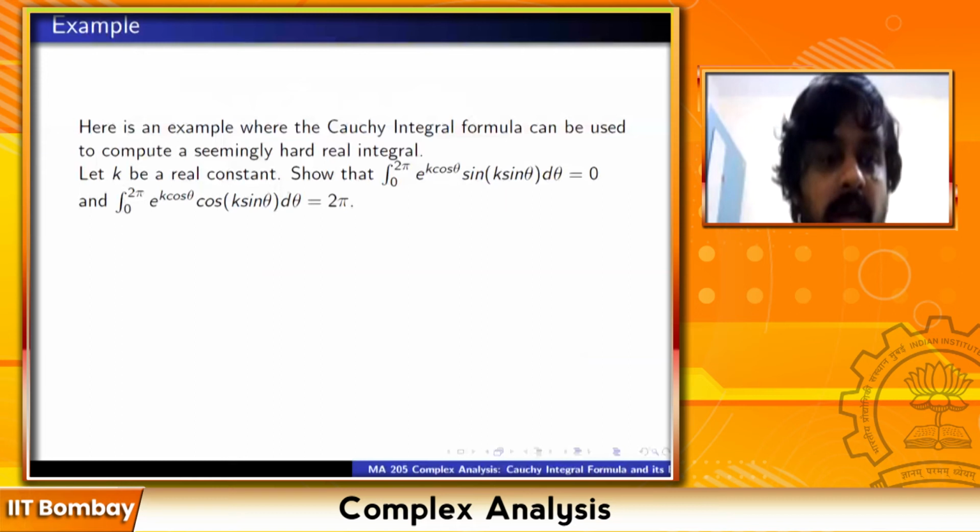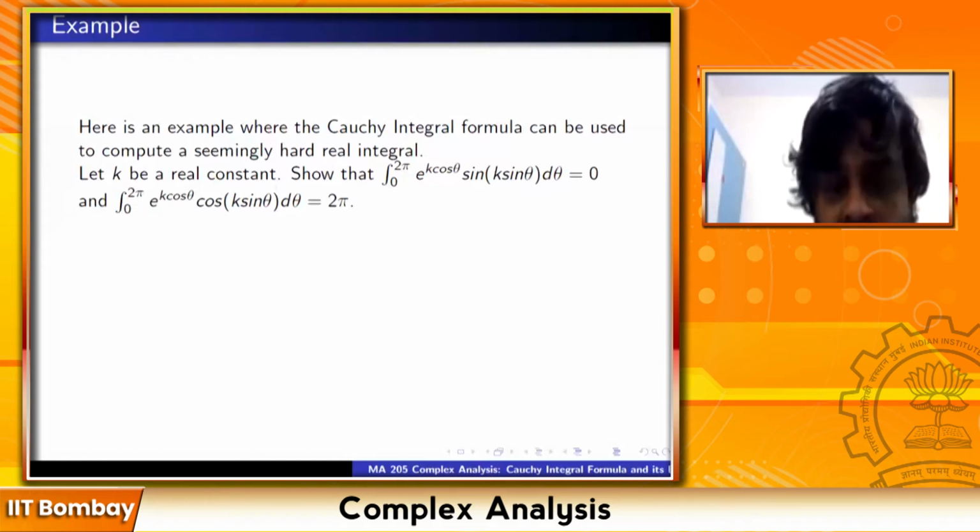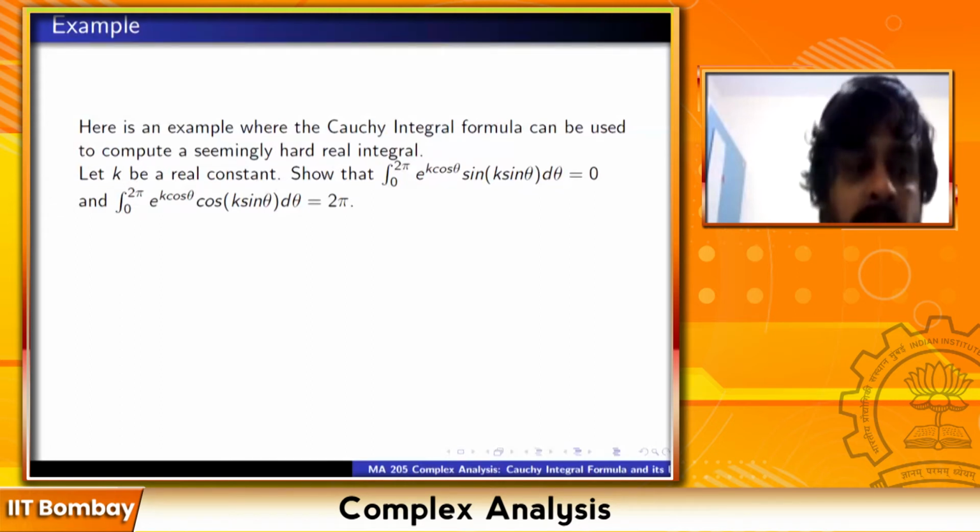Okay, so let us see another last example. This example is of a slightly different kind. Here is an example where the Cauchy integral formula can be used to compute a seemingly hard real integral. So let's use complex integration to do a real integral. We will be seeing many examples of this in the second half of the course: compute real integrals using this contour integration.